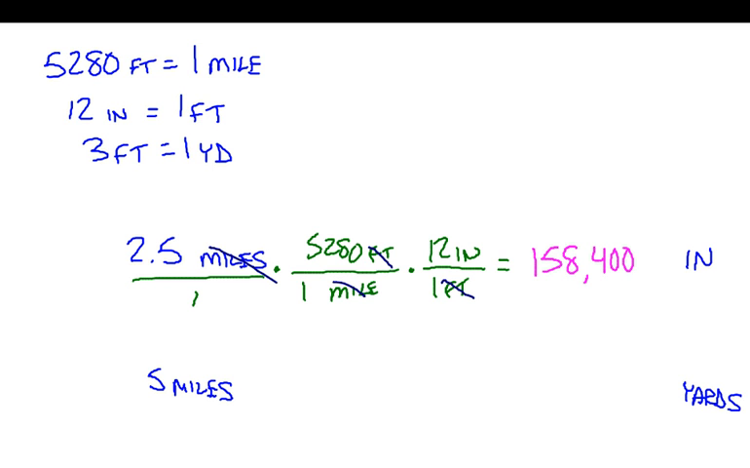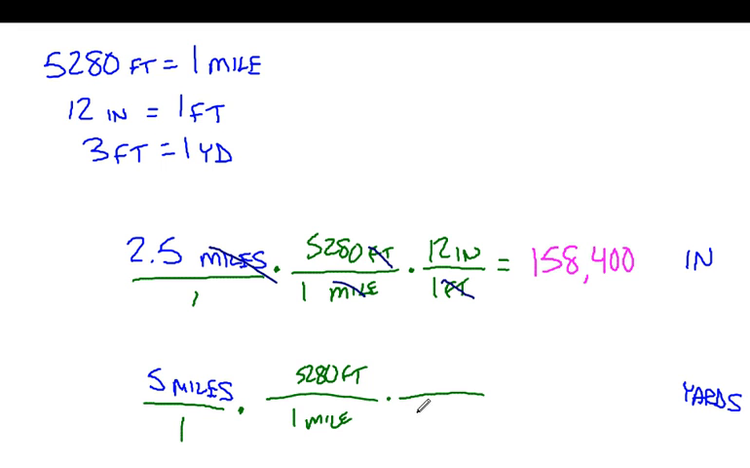Now, for the second one, same idea. We're going to start with 5 miles. I want to get to yards. I can divide by 1 here to make it easy on myself. Okay, I need to change from miles. The only thing I can do is 1 mile to 5,280 feet. And here's where you might mess up if you didn't use these conversion tables. You would probably multiply by 3 feet instead of dividing by.